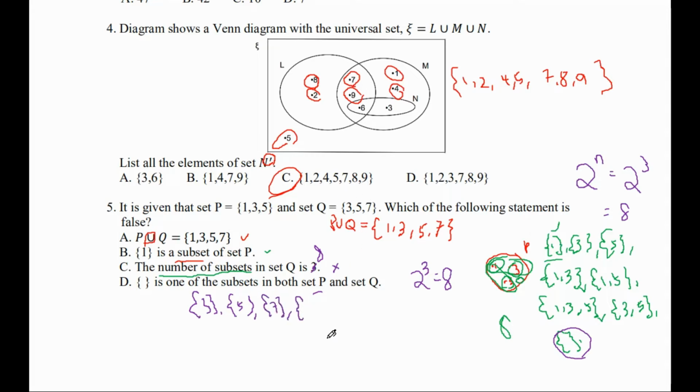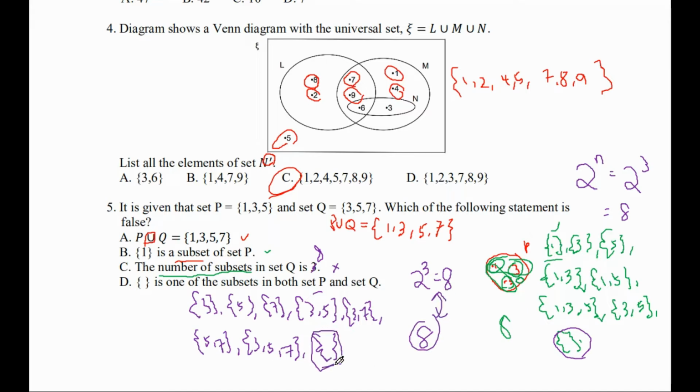and I can circle 3 and 5, 3 and 7, and also 5 and 7. I can circle all 3 of them, so 3, 5, and 7. And lastly, I can also circle none of them, so it would be an empty set. So I have 1, 2, 3, 4, 5, 6, 7, 8 subsets here. So the empty set is a subset of set Q. Okay, so this is correct. So the answer will be C.